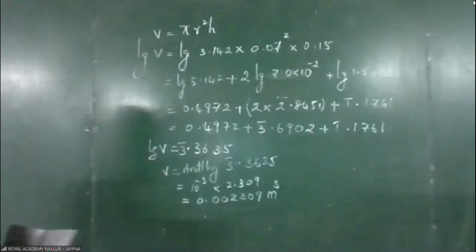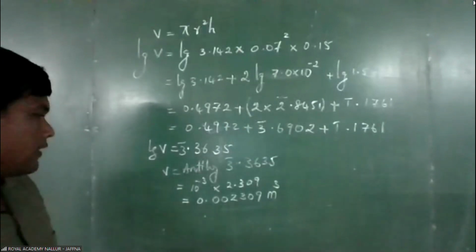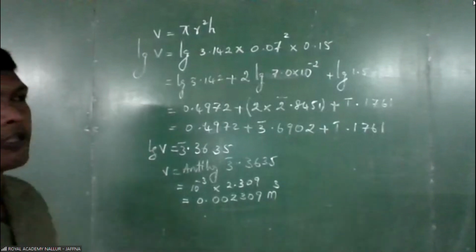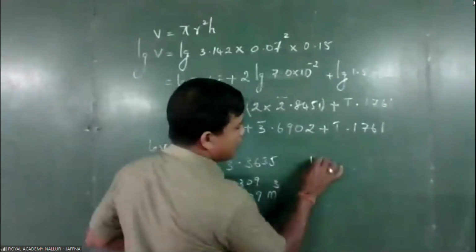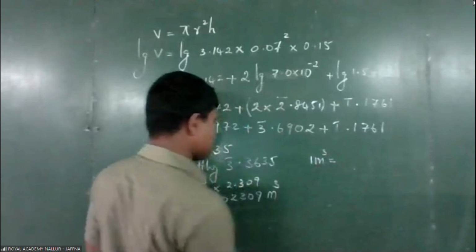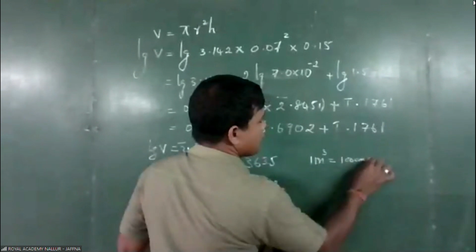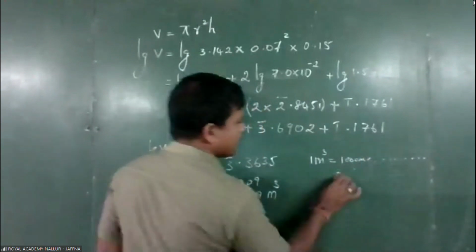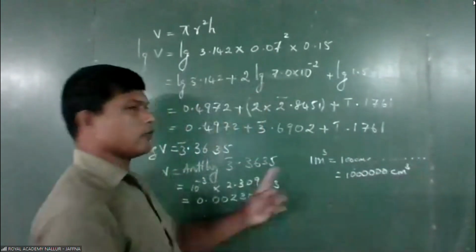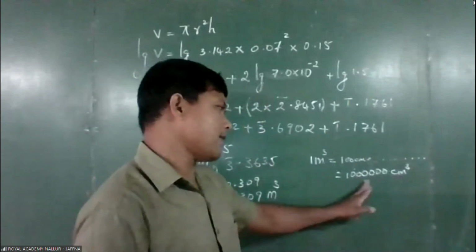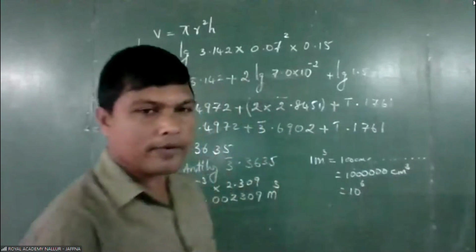Right? So if you convert this answer into cubic centimeters, you know, 1 cubic meter is equal to how many cubic centimeters? When you take 1 cubic meter, that means 100 centimeter into 100 centimeter into 100 centimeter. Finally, this is 1 million cubic centimeters. 100 into 100 into 100, 6 zeros there. So this is simply 10 to the power 6.